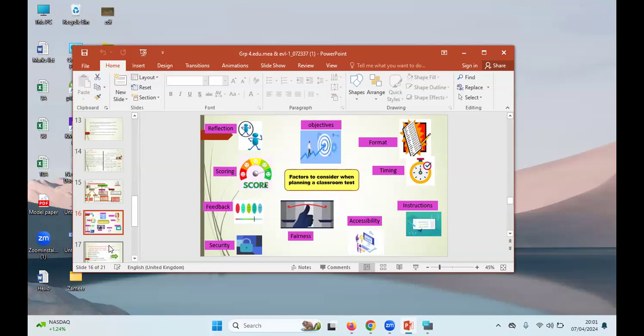The other factor is scoring. Here, we need to establish a clear grading rubric to evaluate the students. And the final factor is reflection. Reflect on the test after it is conducted, considering the students' performance and feedback to inform future assessments. So it's our duty to consider all these factors and prepare a good test. Thank you.